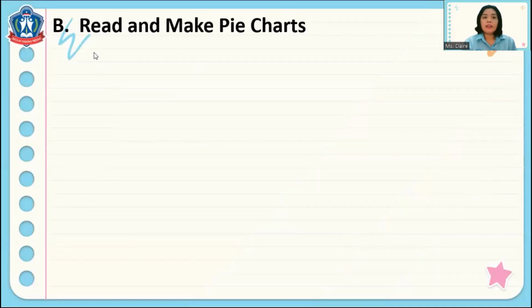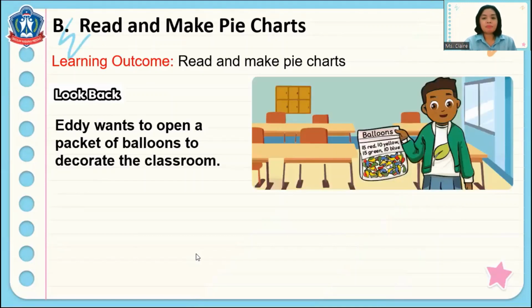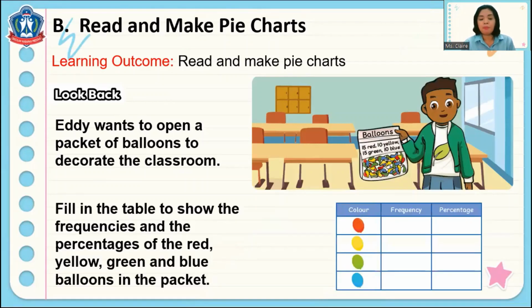Okay, now let's move on to lesson B, read and make pie charts. Do you remember pie charts? Okay, look at this. This is Eddie. He wants to open a packet of balloons to decorate the classroom. Try, children, to count the number of balloons in every color. So how many are orange, yellow, green, and blue? Frequency means the number of each color or each balloon. Then try to figure out the percentage.